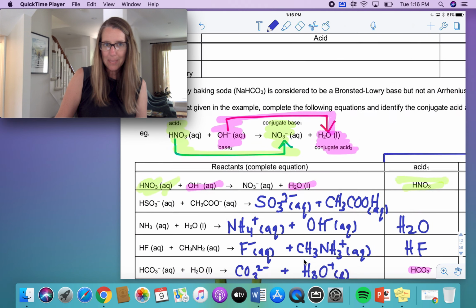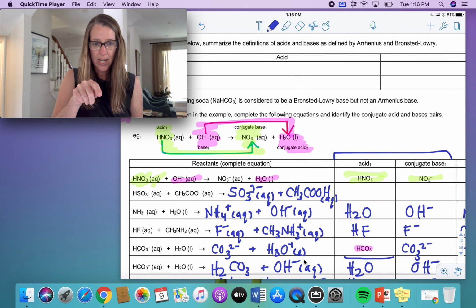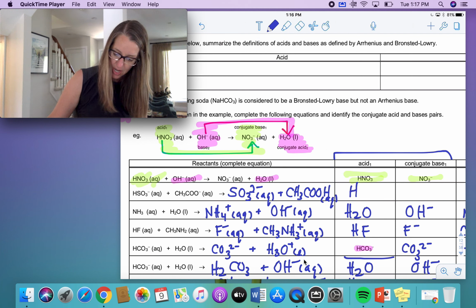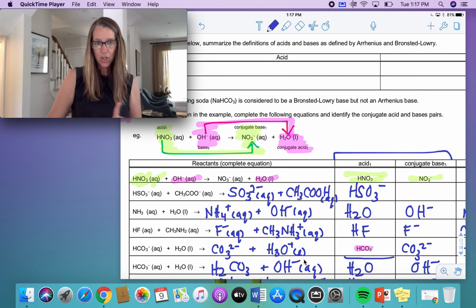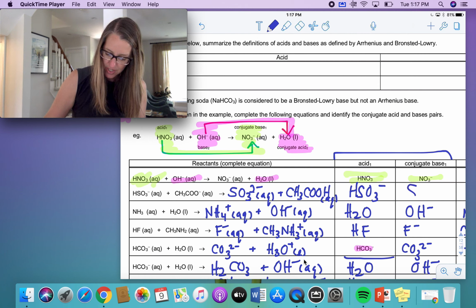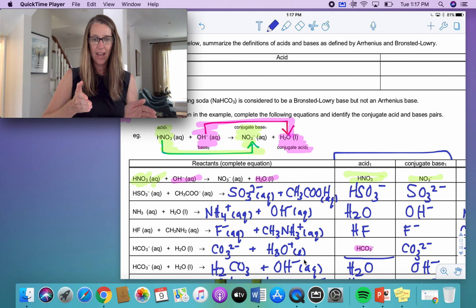But how do I label those as the acid-base conjugate pairs? Now I go back and ask which one acted like the acid. Well, I know it was the HSO3 negative, and it is my acid. What did it turn into on the product side? We call that its conjugate base, and it turned into SO3 2 negative. Can you see that? Those are the matching acid-base pairs. The acid, by definition, is the proton donor.